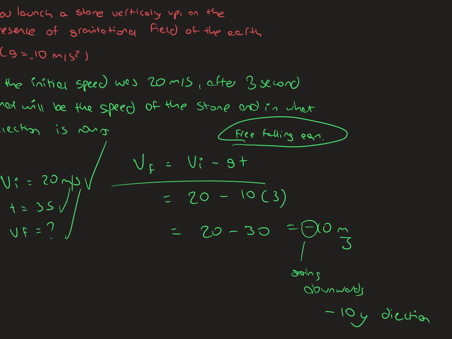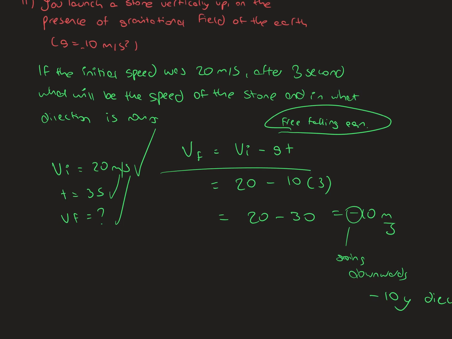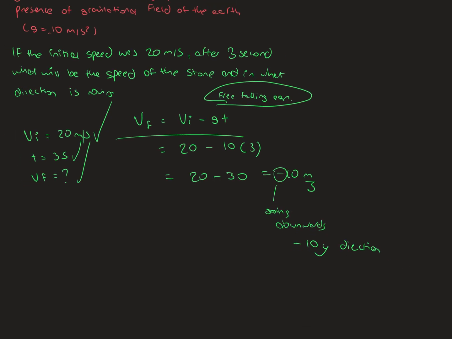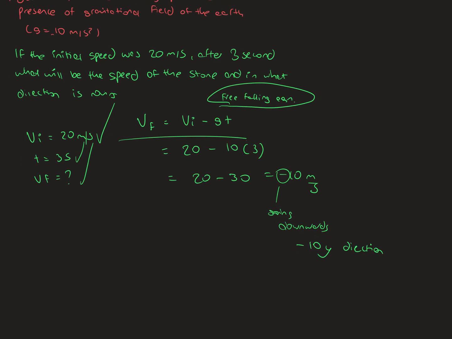So in this case, I'm going to plug in what we know. The initial velocity, 20, minus the gravitational force, 10 meters per second squared, times 3, which is the time given. And that should give us a value of 20 minus 30, which is negative 10 meters per second. Now the negative sign means that the object is going downwards.